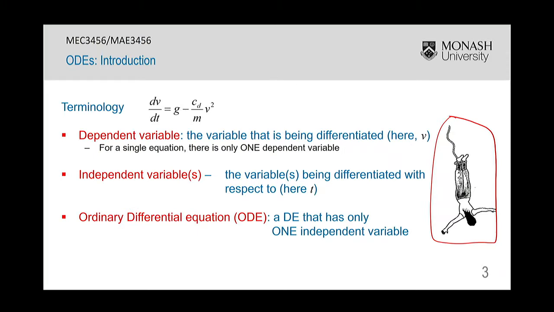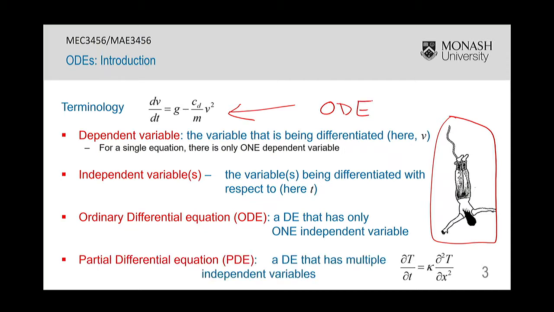An ordinary differential equation is a differential equation that has only one independent variable. So this equation here is an ODE. A partial differential equation is a differential equation that has multiple independent variables. For example, the heat equation is written down here. So to begin with, we're going to consider ordinary differential equations.